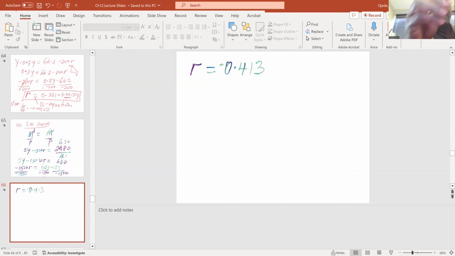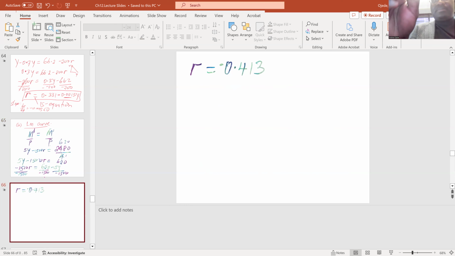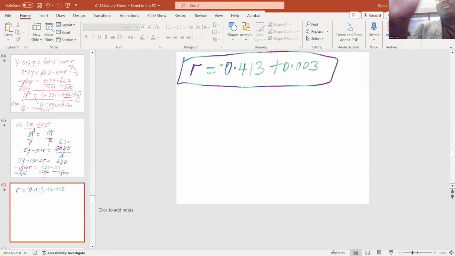And then negative 5y divided by 1500. This is like dividing negative 5 by negative 1500, so you get a positive number. 5 divided by 1500 is 0.003. So it's positive, plus 0.003y. You round it like that. So this is your LM equation.